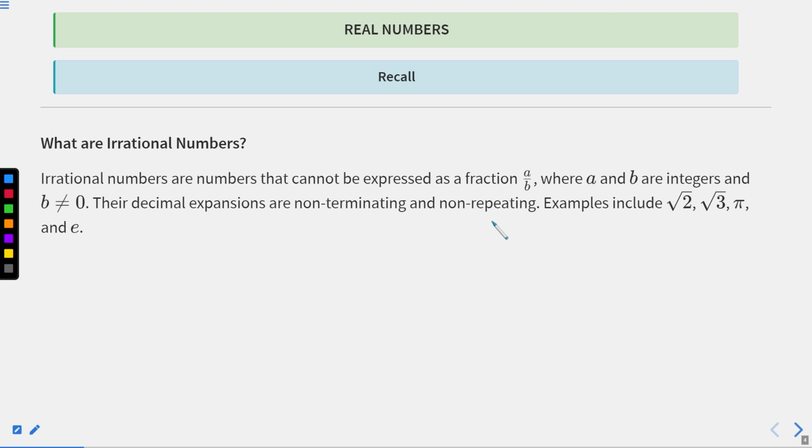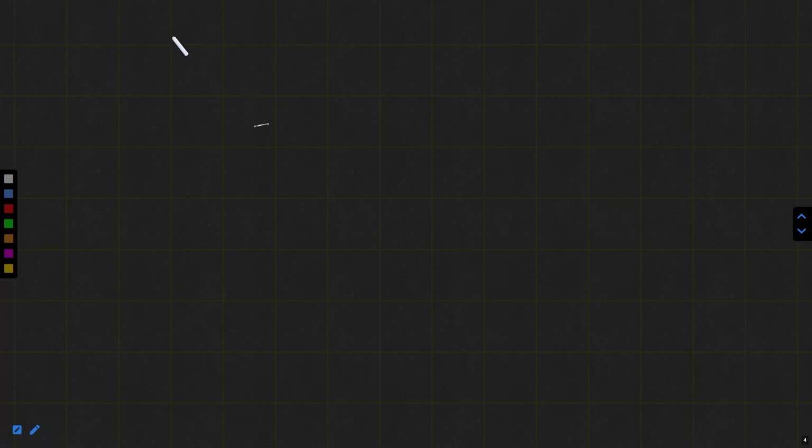So first question, what are irrational numbers? Students, you have studied in your class 9 first chapter, number systems. There you have studied what are natural numbers, what are integers, what are rational numbers, and what are irrational numbers. There you studied natural numbers, the set of numbers 1, 2, 3, 4, 5 and so on. This is the set of natural numbers, denoted by N.